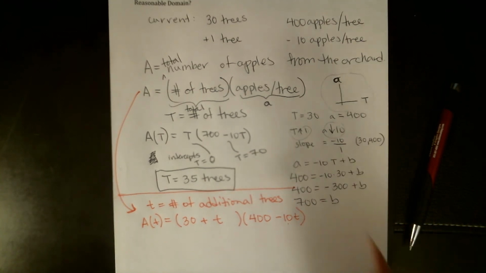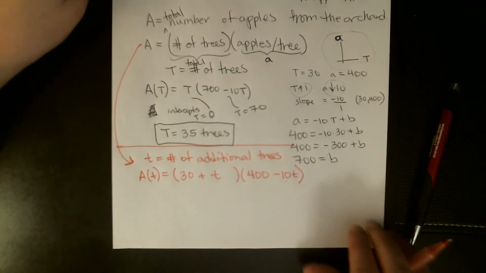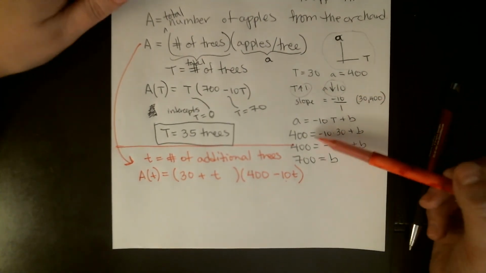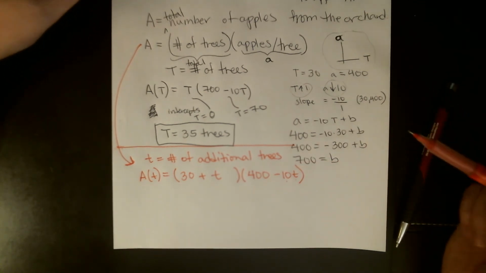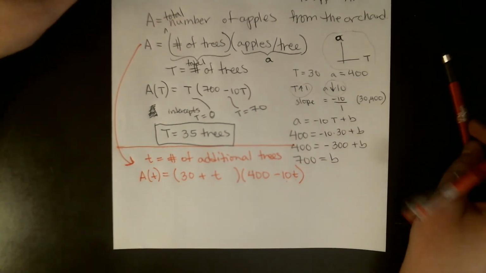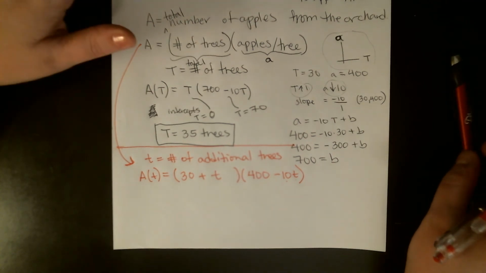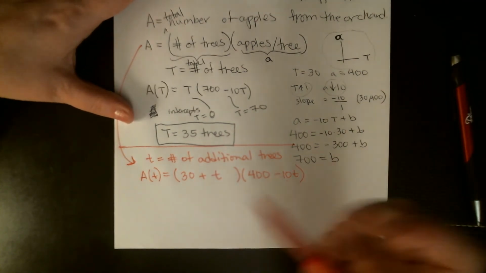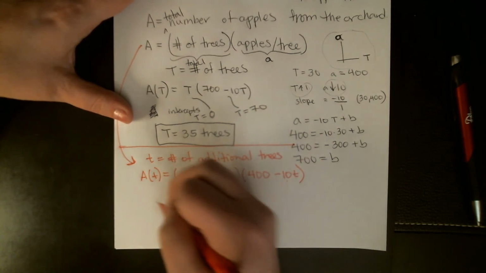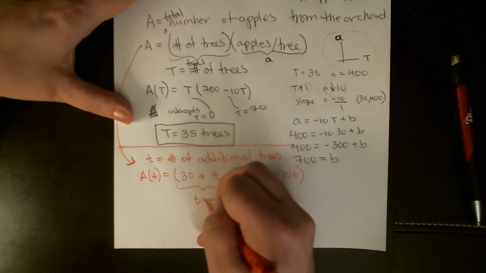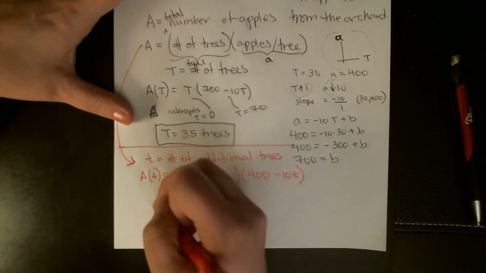So I do think this leads to an easier setup, but again, it's a matter of, do you remember this slightly tricky way of defining your variable? If you do that, it makes life a little easier. This will lead to one extra step at the end, but it's not a terrible step. So now if I'm looking for the maximum, I once again have a factored form. So I would say we get zeros if t equals negative 30. So again, these are the intercepts.